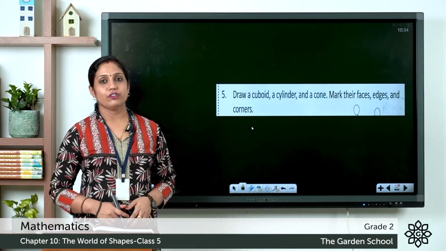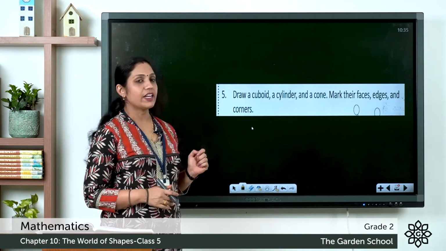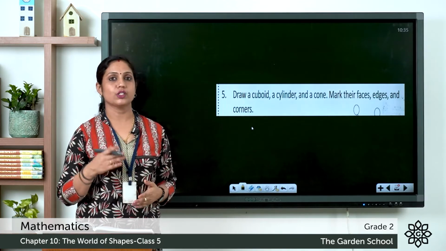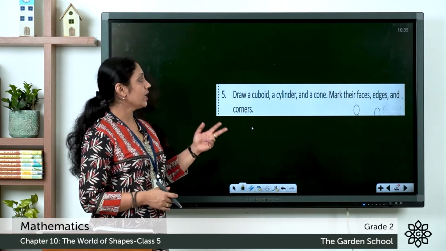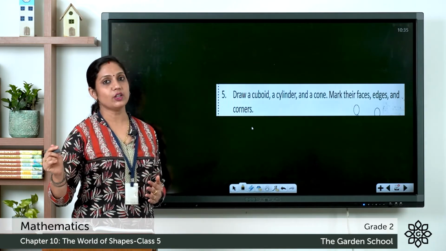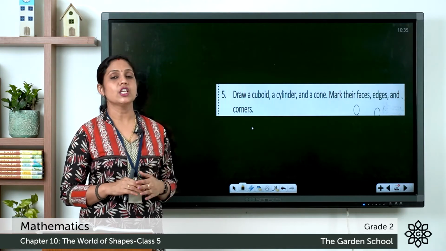Now let's move on to our fifth question. Draw a cuboid, a cylinder and a cone. Mark their faces, edges and corners. So you have to draw a cuboid, a cylinder and a cone, and you have to mark their faces, edges and corners. We have already learned the faces, edges and corners of these solid shapes.